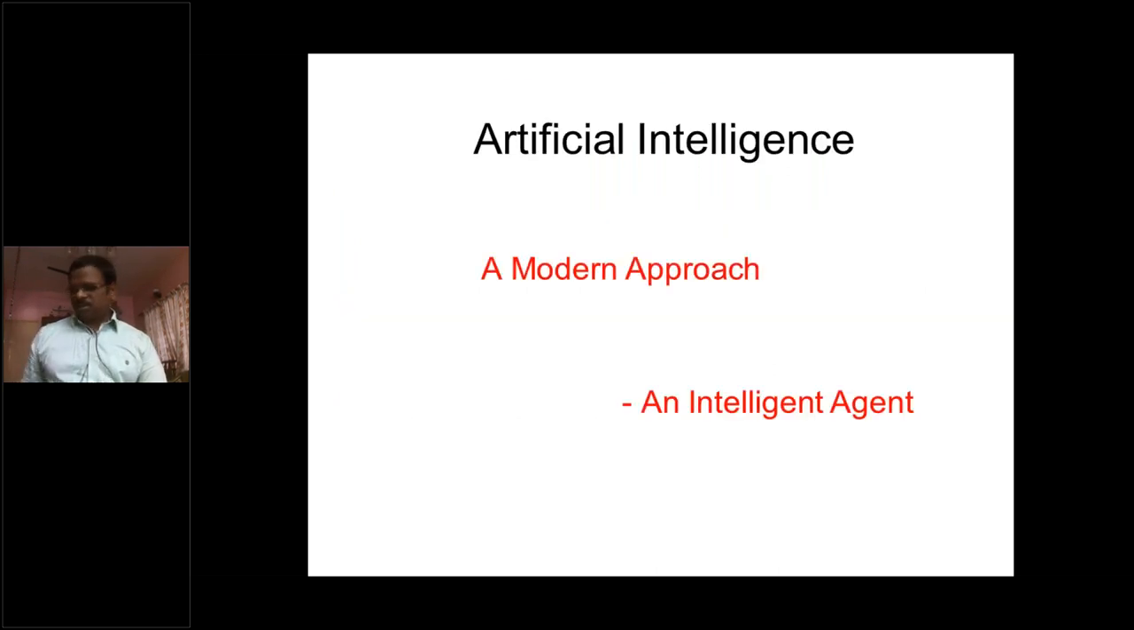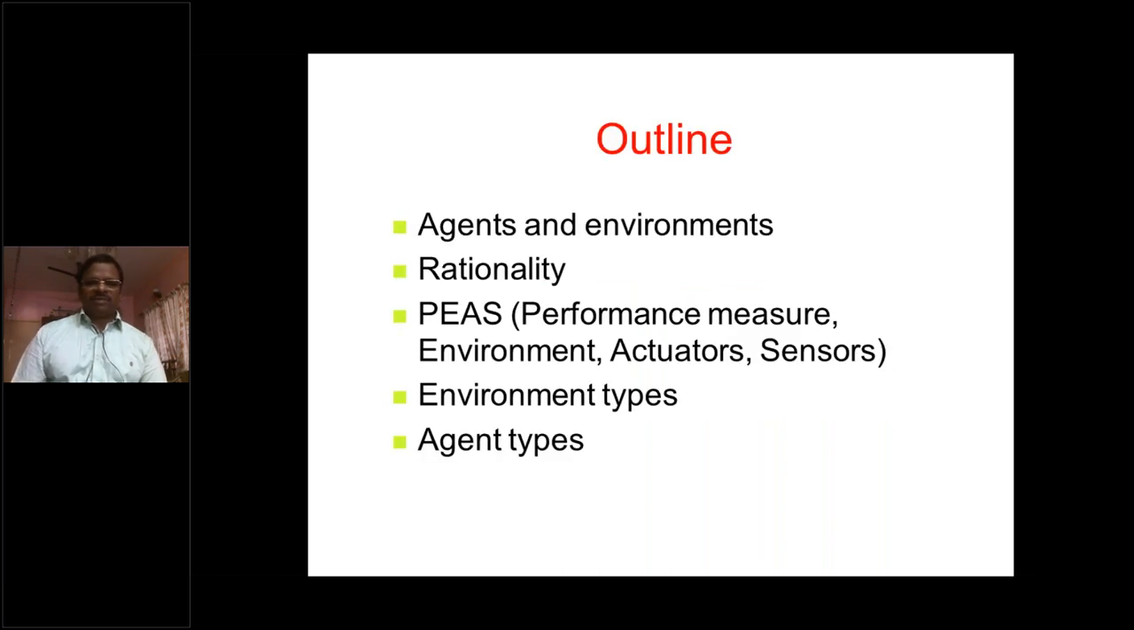Now we are coming to another part of artificial intelligence, that is the modern approach. Nowadays, this modern approach is fixed in all categories of human lives. Okay, now what is the outline of this session?